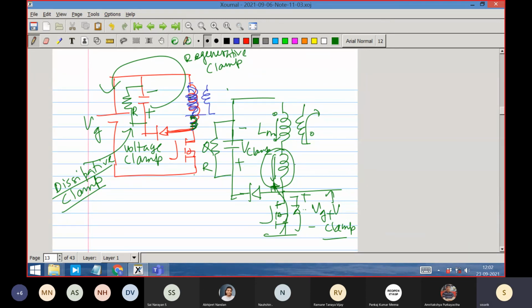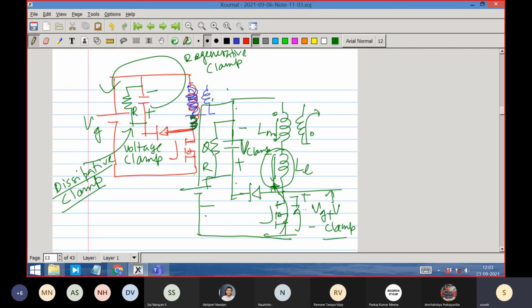This is leakage energy, and I am putting it into a clamp capacitor. This capacitor, as you know, has a stable voltage that is not changing, right? So the voltage across the switch when it is off, how much is it? Using Kirchhoff's law, minus plus is Vg, then another minus plus. Together this voltage is Vg plus V clamp.